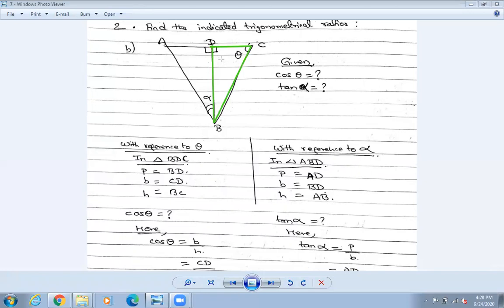So let us find out three things: P, B, H. So we need to find the values of the sides. So here, in this triangle, what do we call the opposite side of theta? What do we call the opposite of the reference angle? The opposite of the reference angle is called perpendicular. So what is the name of this perpendicular? BD, otherwise DB. The name of the perpendicular is BD.